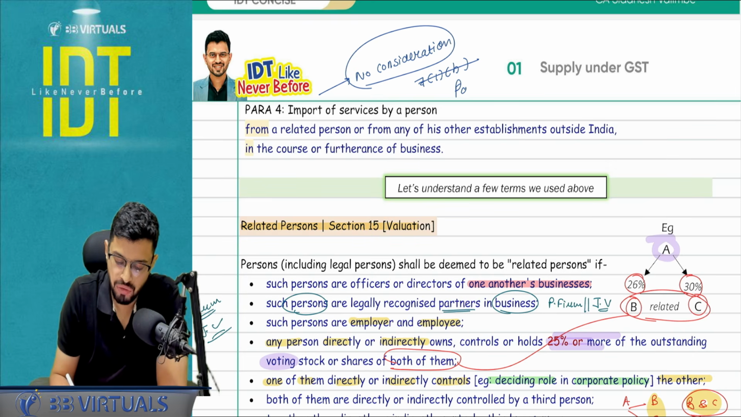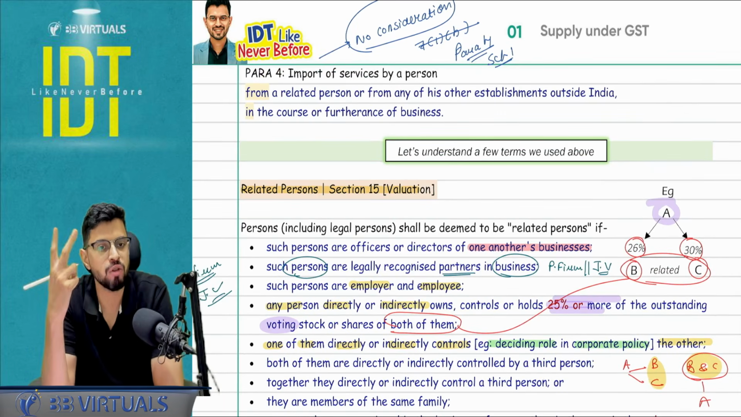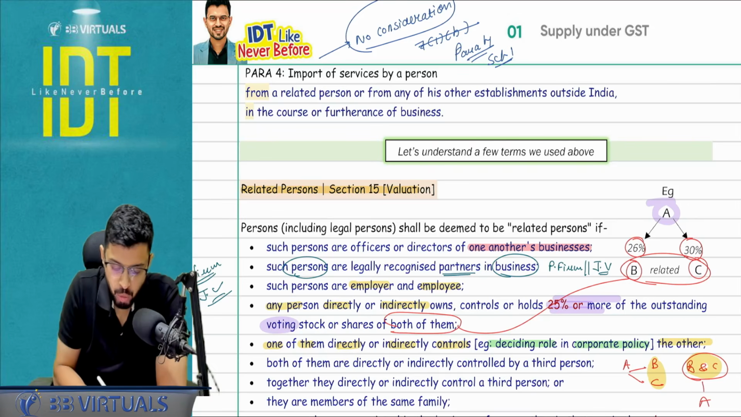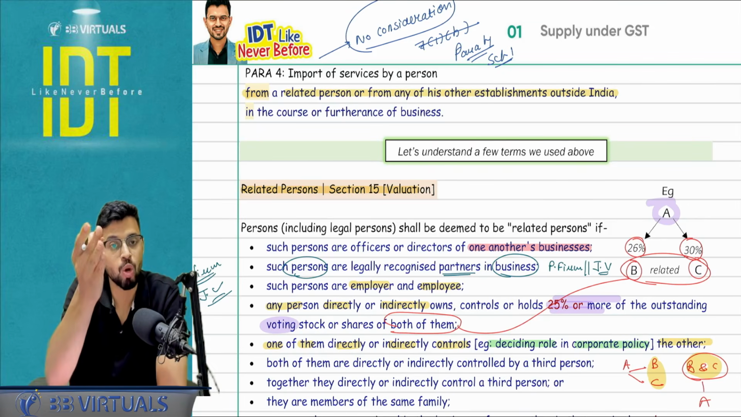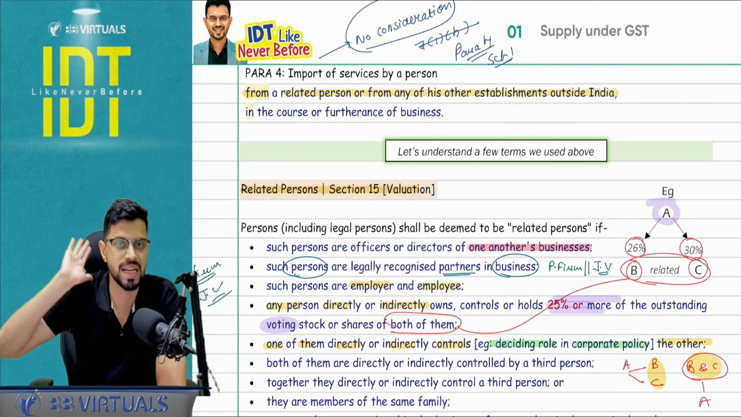Instead, paragraph number 4 of Schedule 1 will apply, which says that it will be a deemed supply if two conditions are satisfied. Condition number 1: you are importing from whom? It should be your own related person or your own establishment outside India.